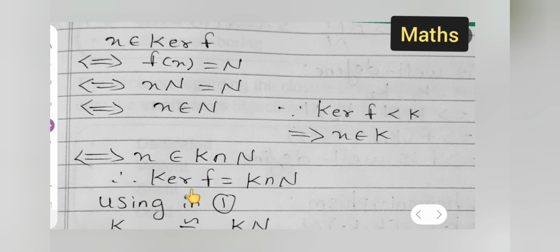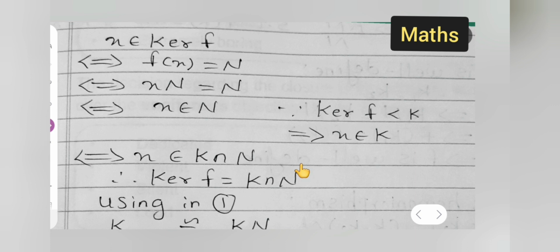Now therefore kernel of f is equal to K intersection N. Now this is because kernel of f is a subset of K intersection N. Now we write x belongs to K intersection N. Now what is x belongs to K? Now x belongs to here kernel of f. So kernel of f is equal to this K intersection N.